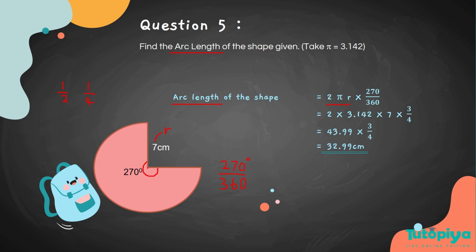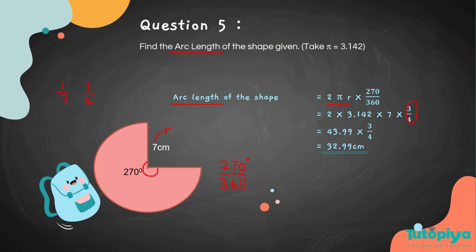2 pi r is the formula again to find the circumference of a full circle, but this is not a full circle. This is a part of the circle, which is 270 degrees over 360. So I'm going to use 2 pi r multiplied by 270 over 360. When we simplify 270 by 360, you get 3/4. So if you see, this is 3/4 of the circle.